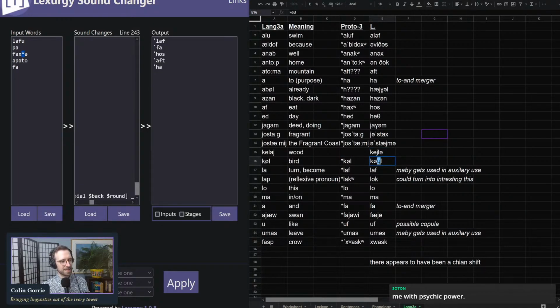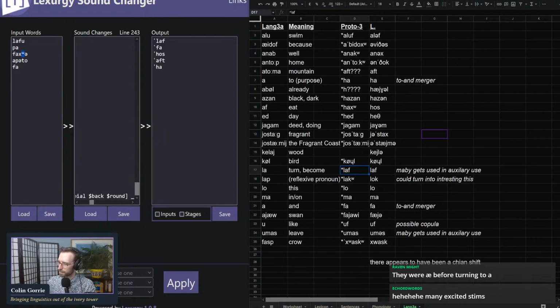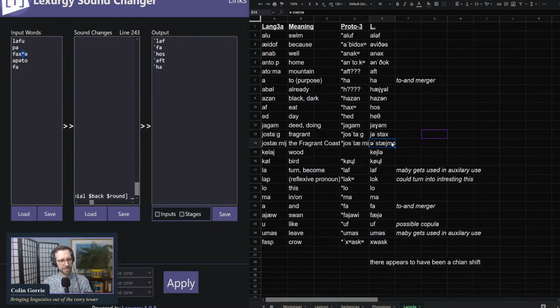Although what to do with this coil, and this curl, maybe we could put it back. We could just say that it got simplified in Lang 3a. Yeah, they were I before turned to I. Was that just an orthographic decision or was that real? I forget. Was that an actual sound change? I don't remember. My memory, I tell you.